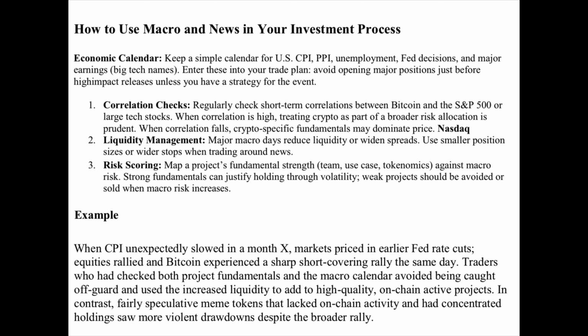Example. When CPI unexpectedly slowed in a month X, markets priced in earlier Fed rate cuts, equities rallied, and Bitcoin experienced a sharp short covering rally the same day. Traders who had checked both project fundamentals and the macro calendar avoided being caught off guard and used the increased liquidity to add high quality on-chain active projects. In contrast, fairly speculative meme coins that lacked on-chain activity and had concentrated holdings saw more violent drawdowns despite the broader rally. So as you can see, I put all that together and how it can work in your favor.